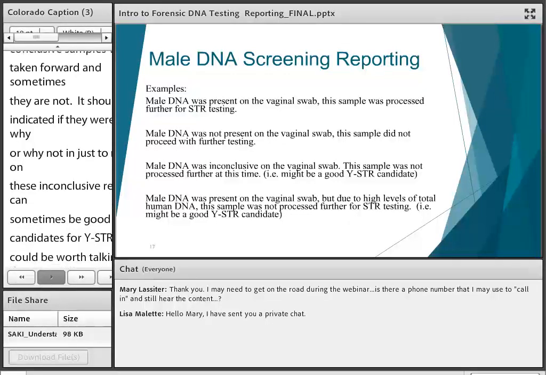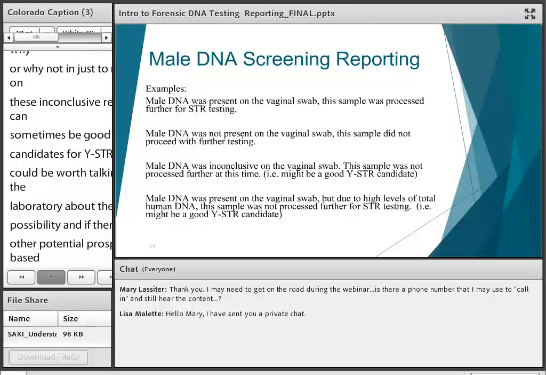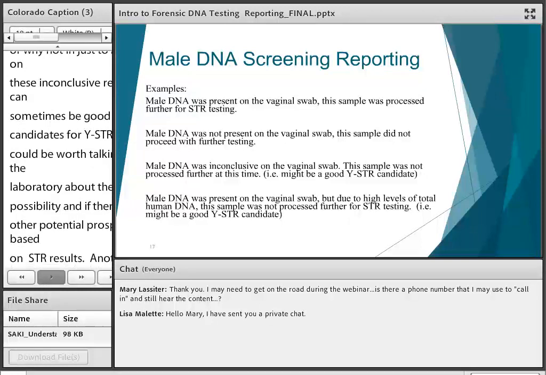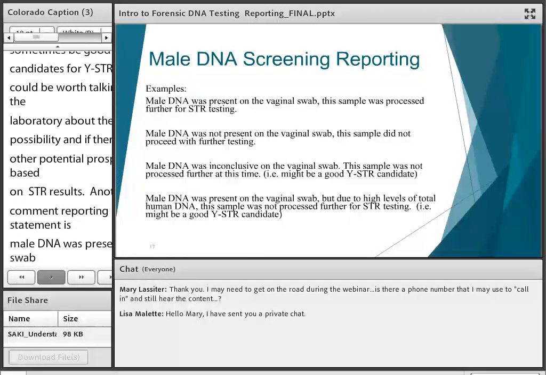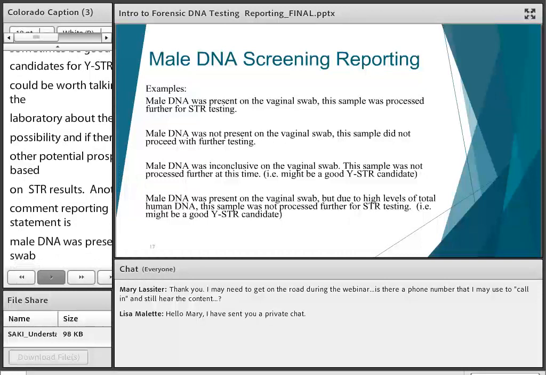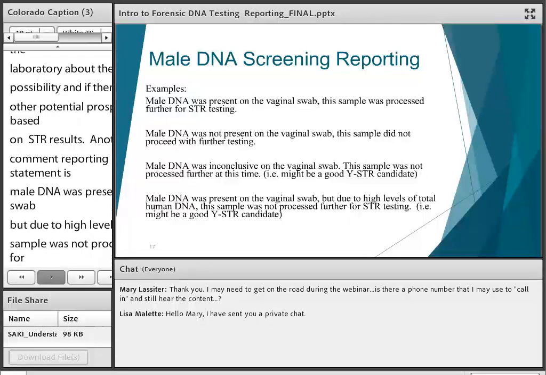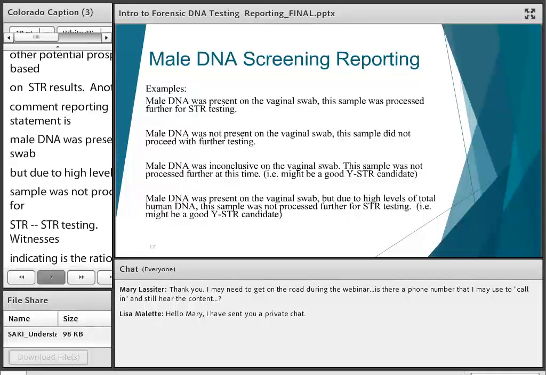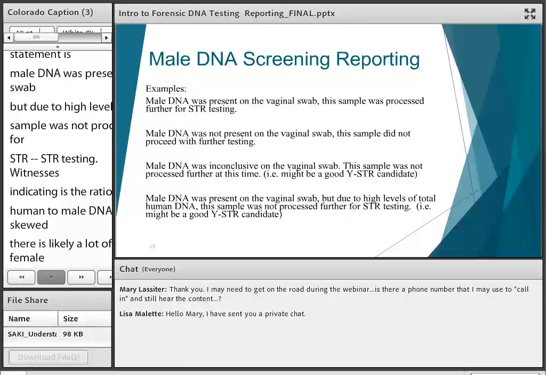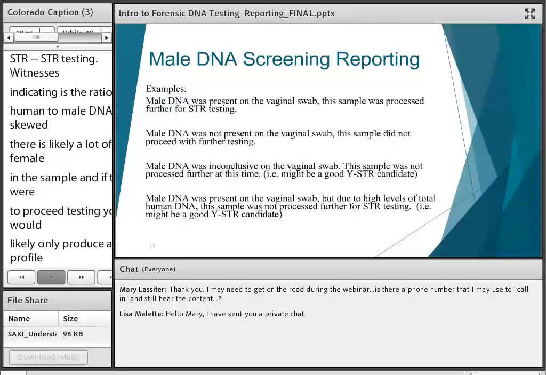And another common reporting statement is that male DNA was present on the vaginal swab, but due to high levels of total human DNA, the sample was not processed further for STR testing. What this is just indicating is the ratio of human to male DNA is so skewed that there's likely a lot of female DNA in the sample. So if it were to proceed to STR testing, you likely would only produce a female profile or maybe just very minor peaks from another contributor. Depending on how much male DNA is present, these also can be good candidates for YSTR testing.